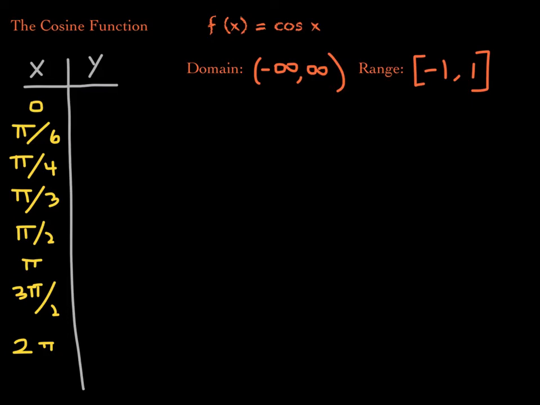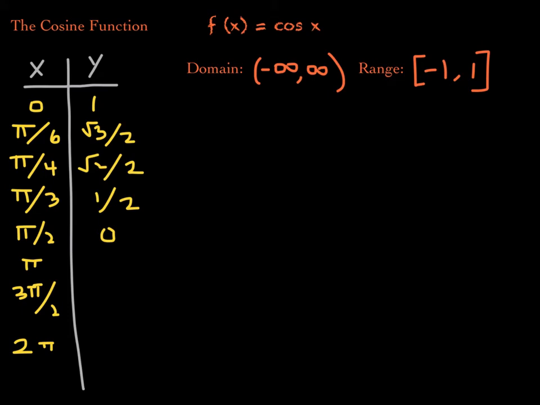Cosine of 0. You can check your unit circle, but you should find that cosine of 0 is 1. Cosine of pi over 6 is root 3 over 2. Cosine of pi over 4 is root 2 over 2. Cosine of pi over 3 is 1/2. And cosine of pi over 2 is 0. Notice that these function values were decreasing in value. You started at 1, this is a little less, even less, down to 0. So from 0 to pi over 2, the cosine function decreases.